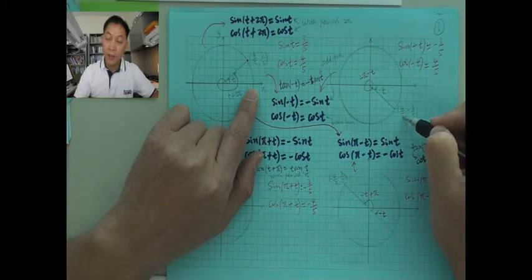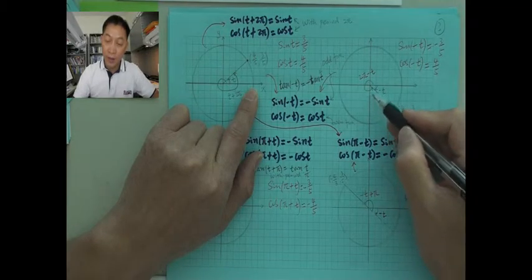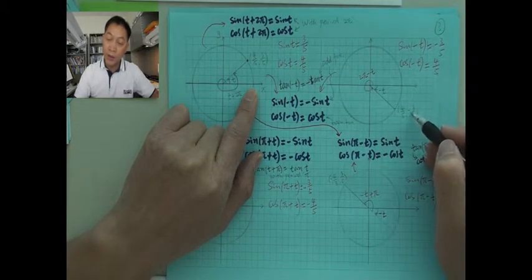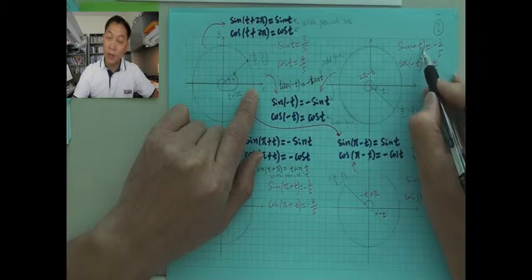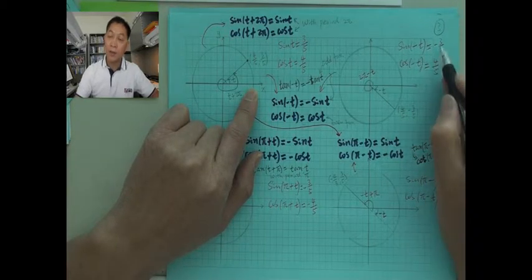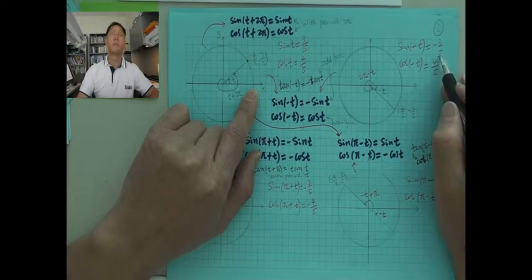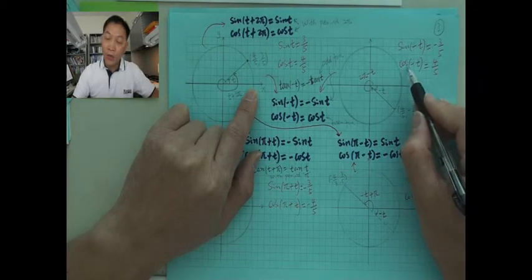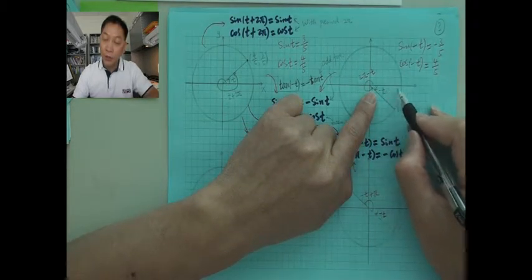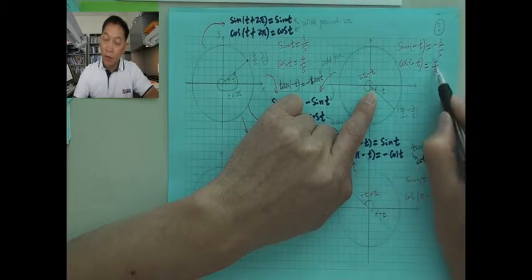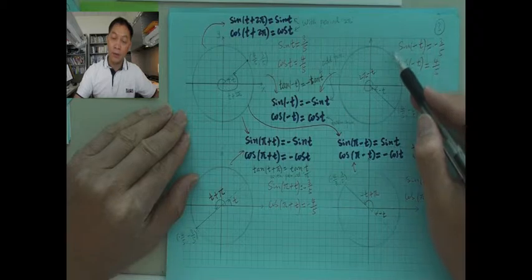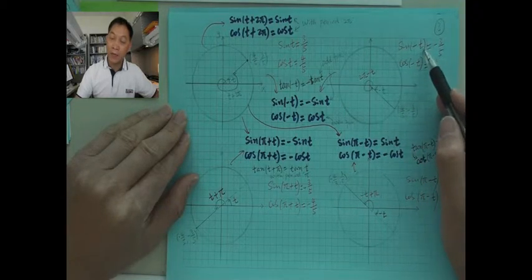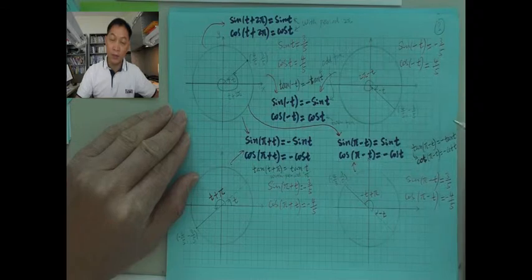That's 4/5. But the y coordinate, you see this is the negative direction. So the y coordinate is negative 3/5. So sine of negative t, if you look at the y coordinate, is negative 3/5. Okay, and then cosine of negative t, you look at the x coordinate, that's 4/5. So that will give us sine negative t, cosine negative t.